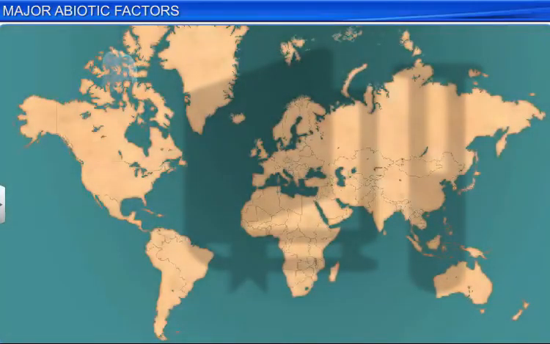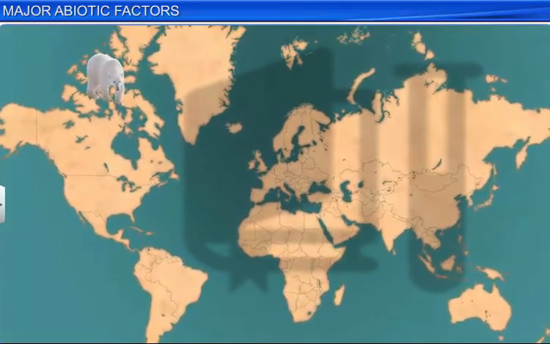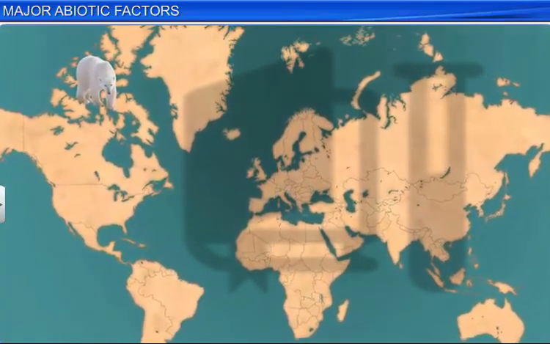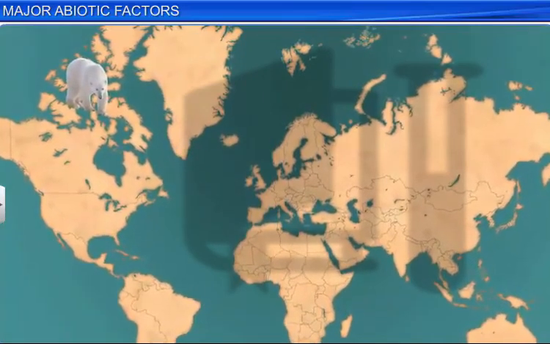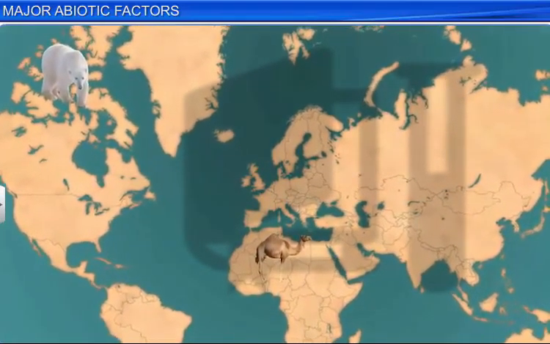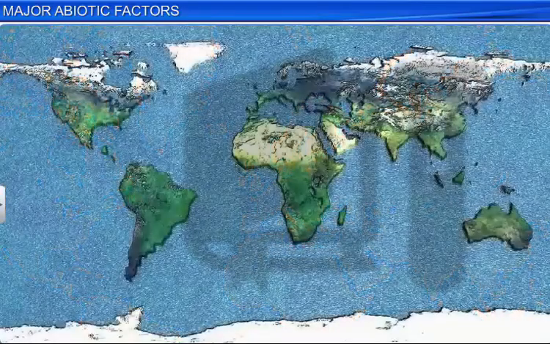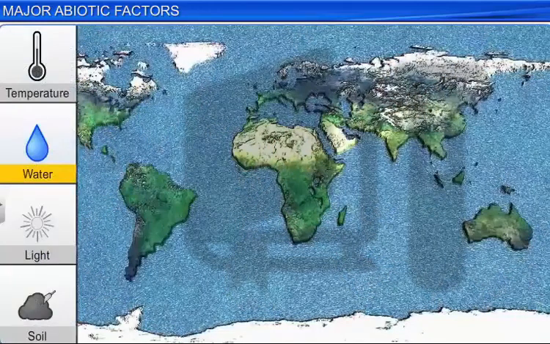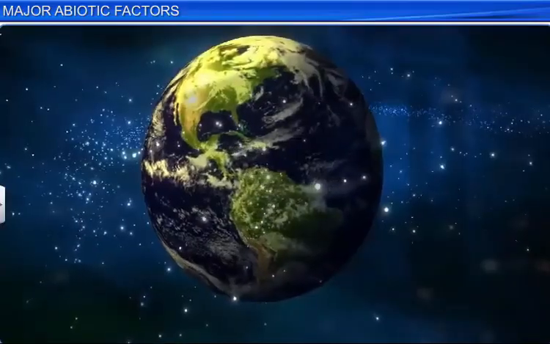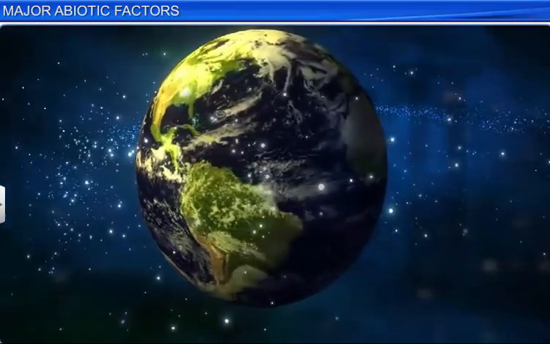Likewise, in the animal kingdom, it is difficult for furry polar bears living in the polar ice caps to survive in warmer regions of the world. Similarly, camels are found only in arid regions of the world. Like temperature, water is another important abiotic factor that influences the life of organisms. In fact, life on Earth originated in water and is unable to sustain without it.